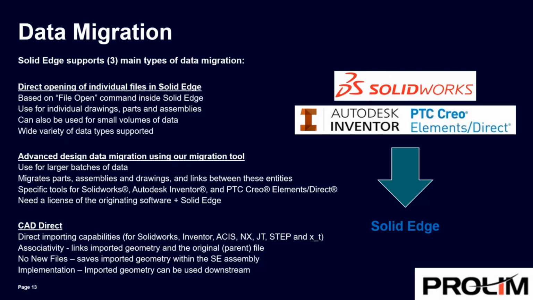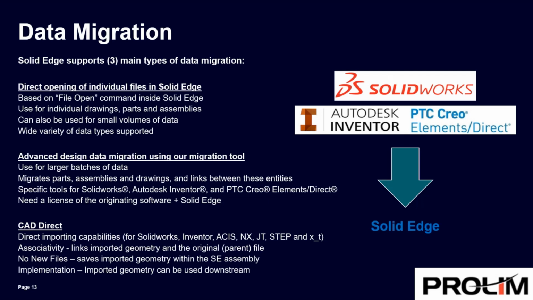So from a three-pillar look here, these are the three primary types of data migration that we can do inside of Solid Edge or with Solid Edge. The first is just directly opening an individual file inside of Solid Edge. So Solid Edge gives us the ability to just do file open and then navigate to all these non-native CAD file types.